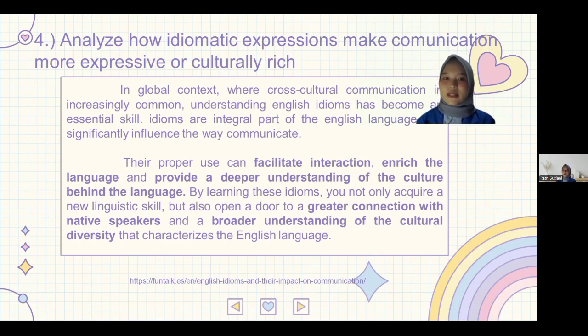Their proper use can facilitate interactions, enrich the language, and provide a deeper understanding of the culture behind the language. By learning these idioms, you not only acquire a new linguistic skill, but also open a door to a greater connection with native speakers and a broader understanding of the cultural diversity that characterizes the English language.